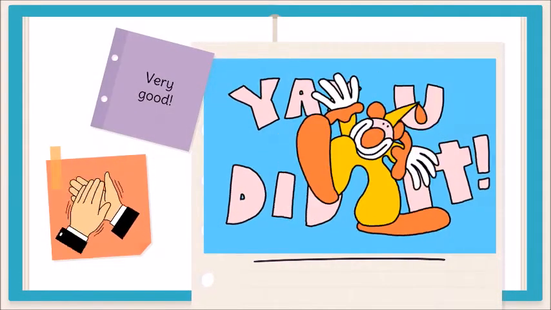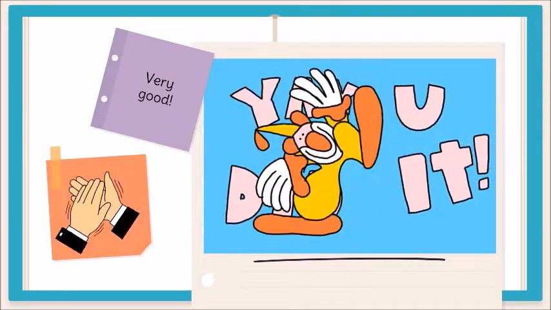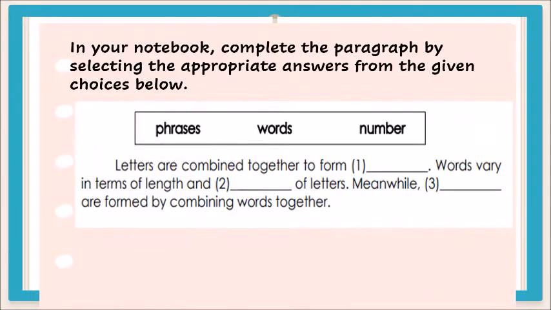Did you get it right? Very good. In your notebook, complete the paragraph by selecting the appropriate answers from the given choices below. Here are the choices: phrases, words, and number. Letters are combined together to form a blank. Words vary in terms of length and blank of letters. Meanwhile, blank are formed by combining words together.